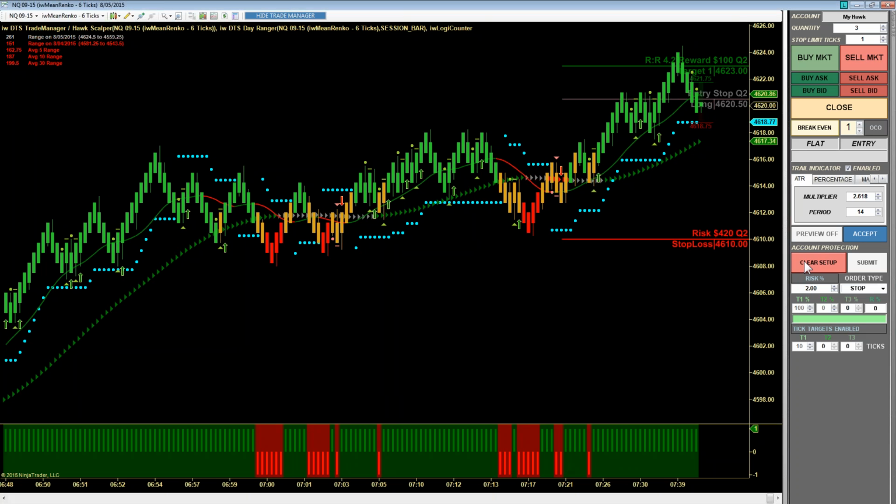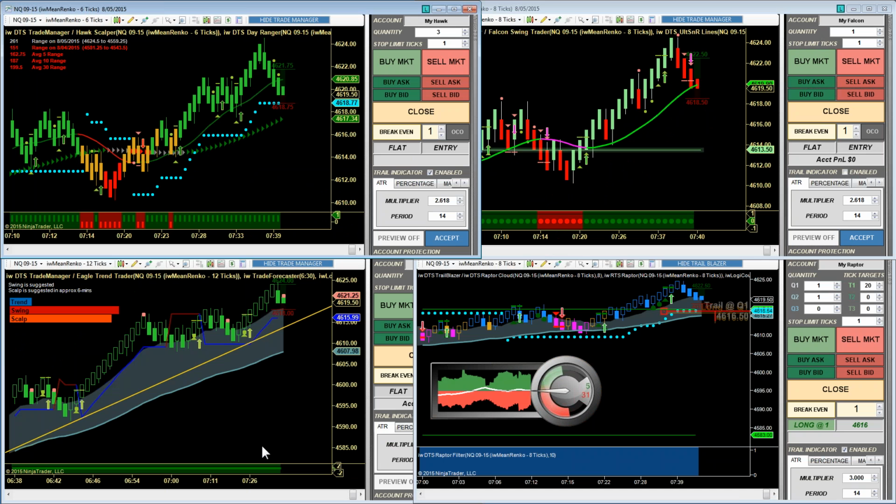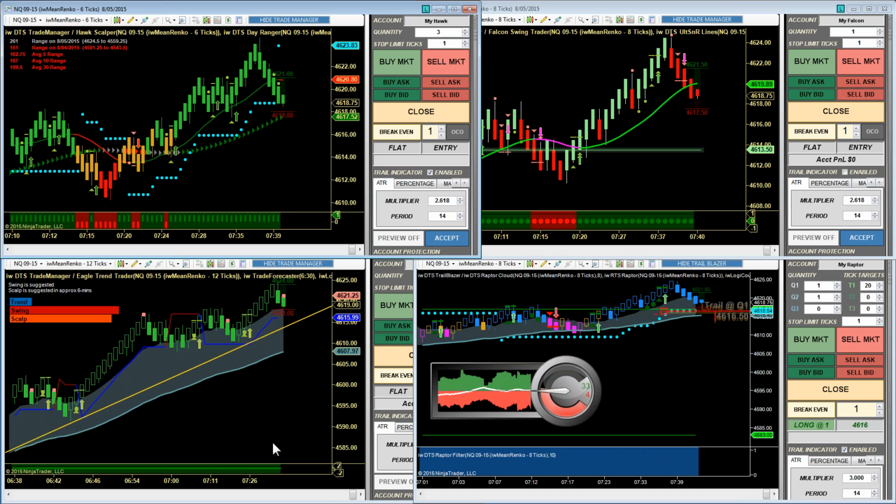Besides all our tools, we tend to focus on high probability profit targets. So you can get to the profit target, get your money, get out, and look for the next trade.